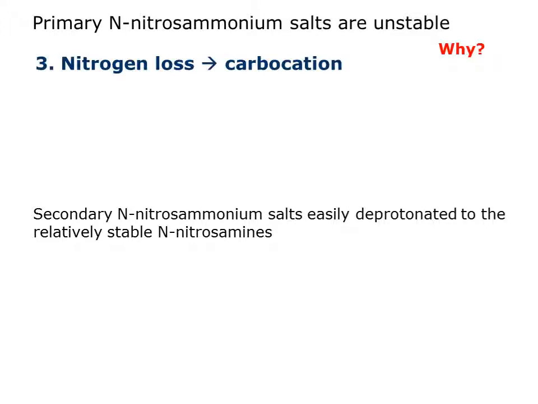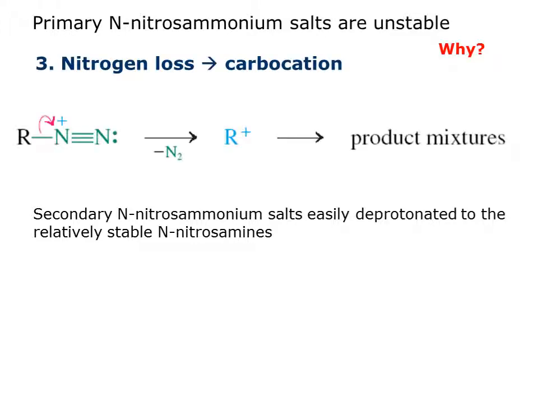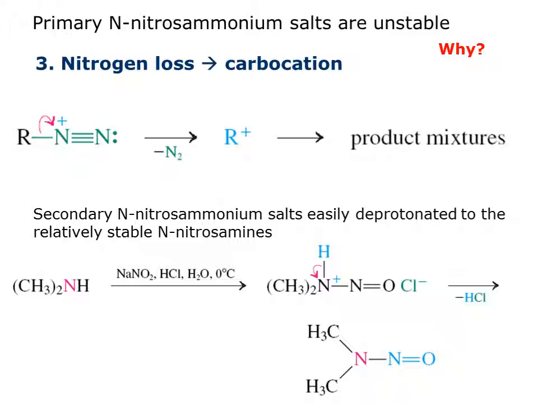source. So what you'll see is the nitrogen leaving, generating your R+, and then depending on what's around, you can have a wide variety of product mixtures. Secondary amines are actually a little bit more stable, so you can isolate those. Those don't have much synthetic use for this course.